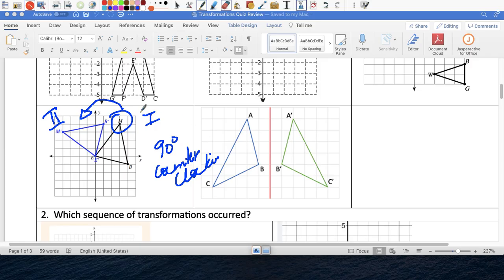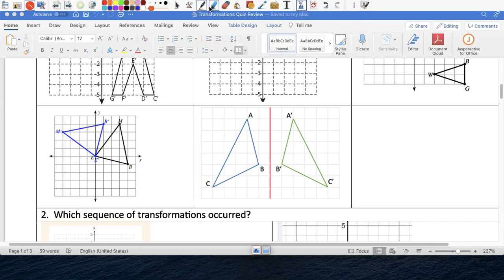Or, if you want to go the long way, yes, it's possible that this triangle rotated this way. It's clockwise, but it went 90, 180, 270 degrees clockwise. Take the shortcut.